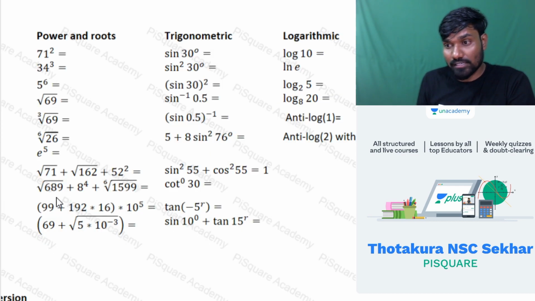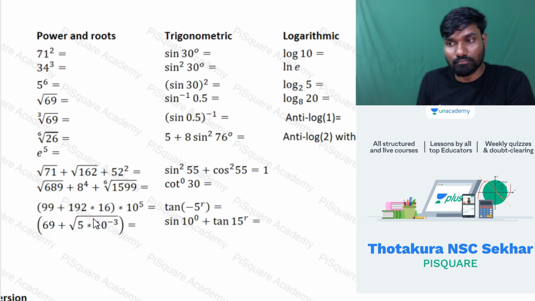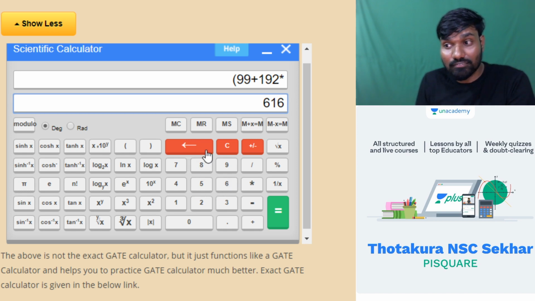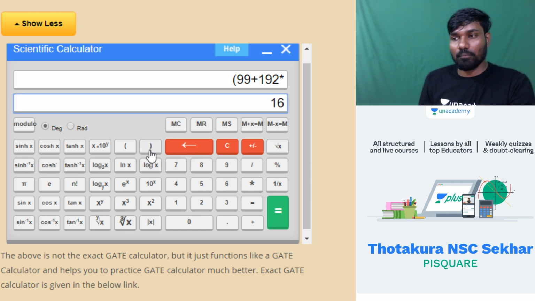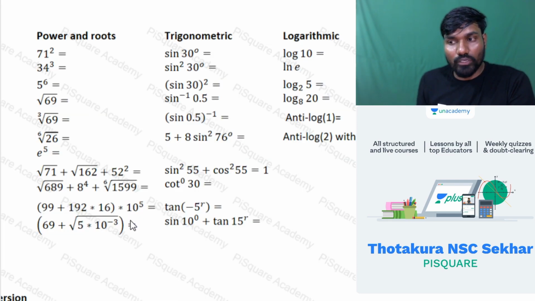Next one, what is that? Yeah, 99 plus 192 into 16 into 10 power 5. Open the bracket, 99 plus 192 into 16. You should check whether you're entering it correctly or not. 16, again 16, bracket close. This is the result for this. You can hit twice, it's always better. Then into 10 power 5.